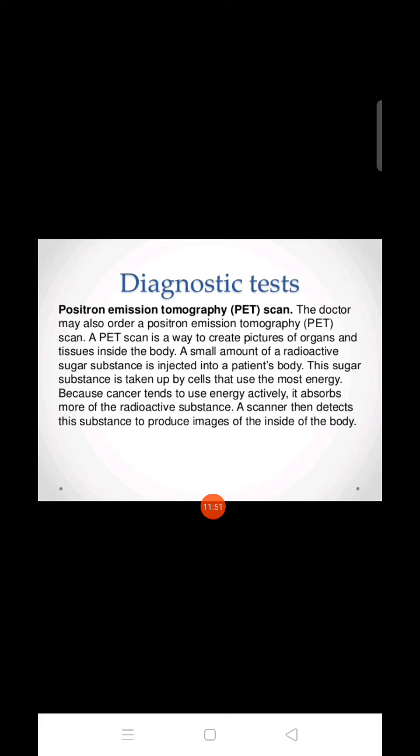This sugar substance is taken up by the cells that use the most energy, because cancer tends to use energy actively. It will absorb more of the radioactive substance. A scanner then detects the substance to produce images of the inside of the body. That is a diagnostic test.